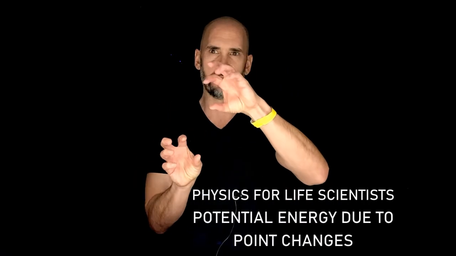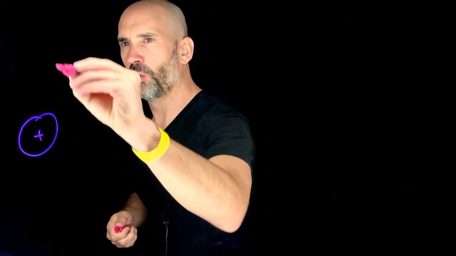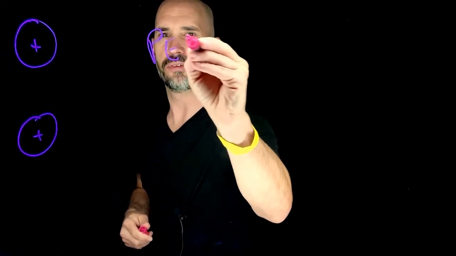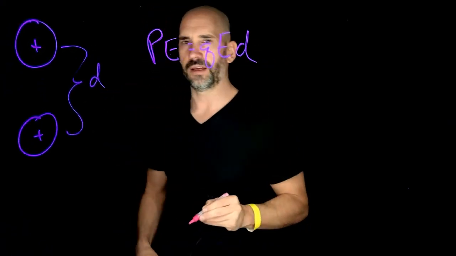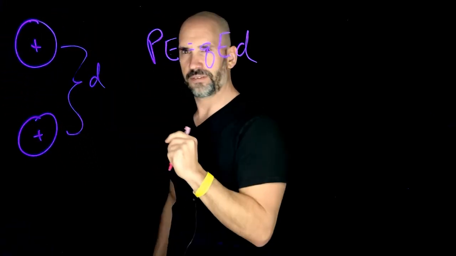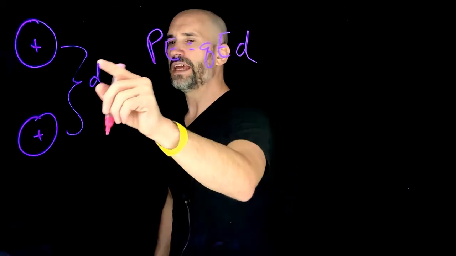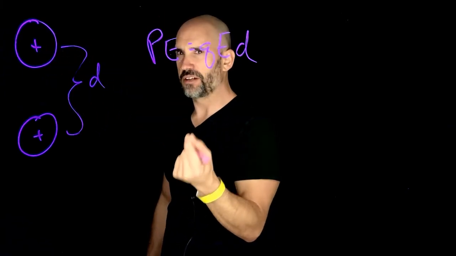How would we find the potential energy of two charged particles near each other? Wait, why would there even be potential energy if there are two charged particles near each other? Well, it's not too hard to see. If we have one positive charge and another positive charge, remember, we know that the potential energy equals QED, where D would be the distance between these two. So this particle here creates an electric field that this particle is inside of. And so if this particle is in an electric field, it is going to have a potential energy.